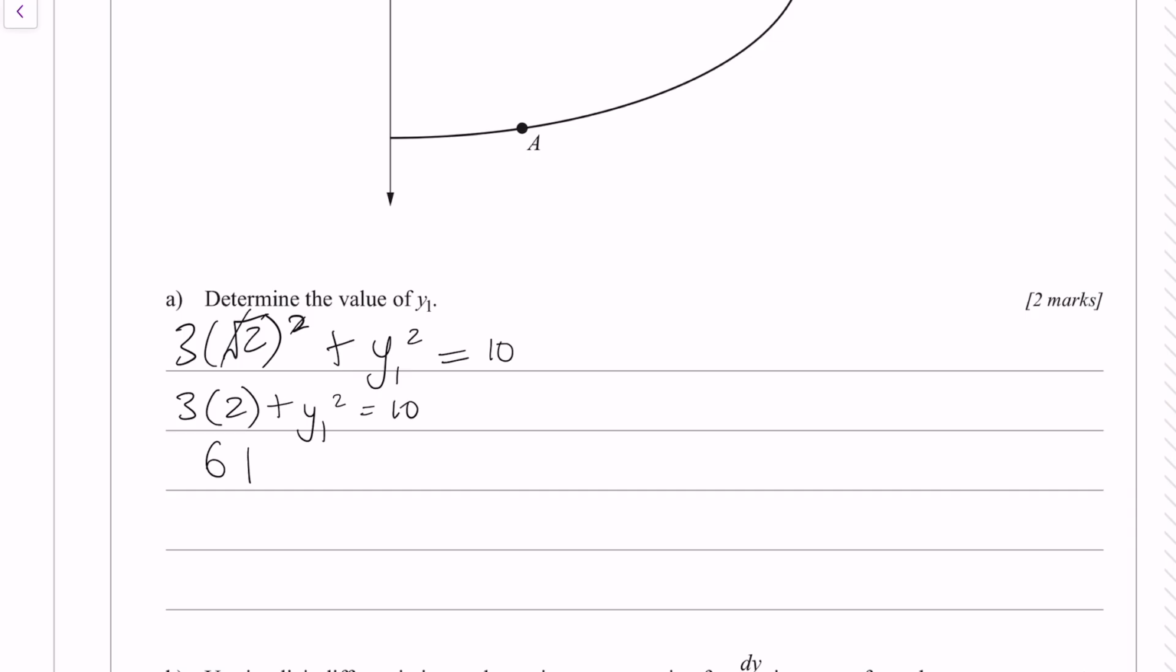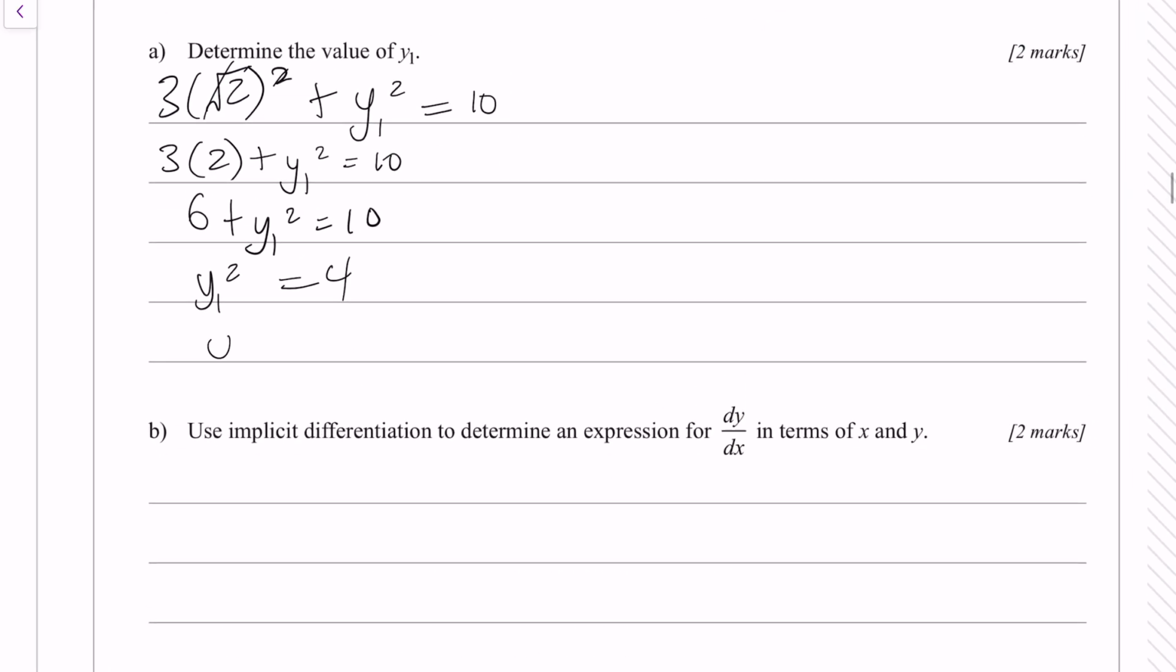We have 6 plus y1 squared equals 10, and then y1 squared equals 4, minusing 6 on both sides, and y1 is going to be plus or minus the square root of 4. Okay, and then y1 is equal to plus or minus 2. All right.